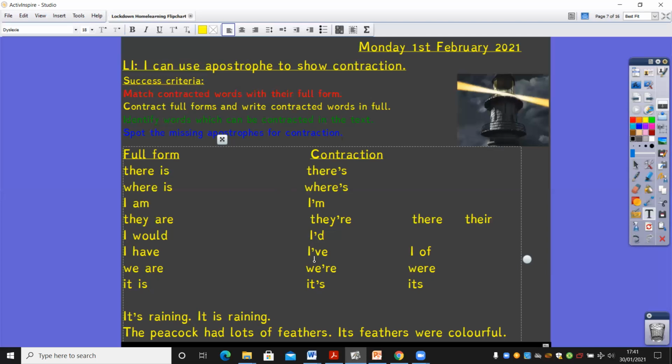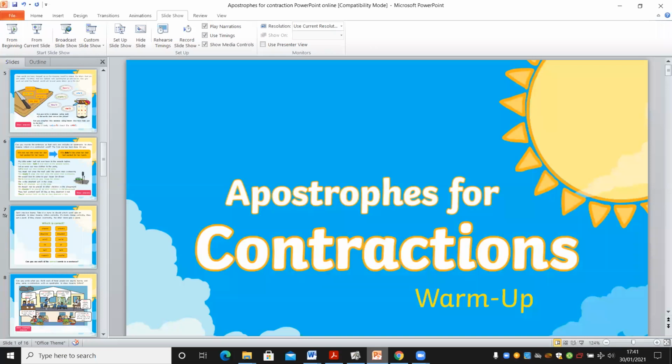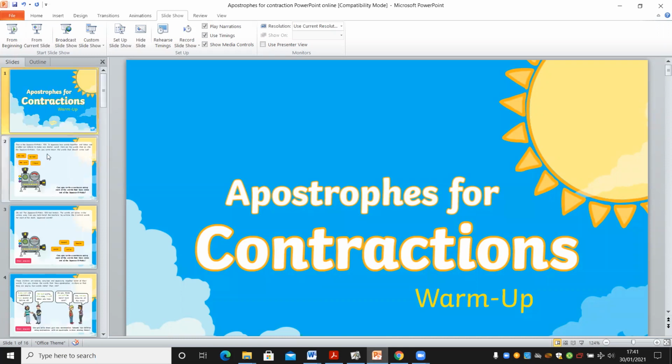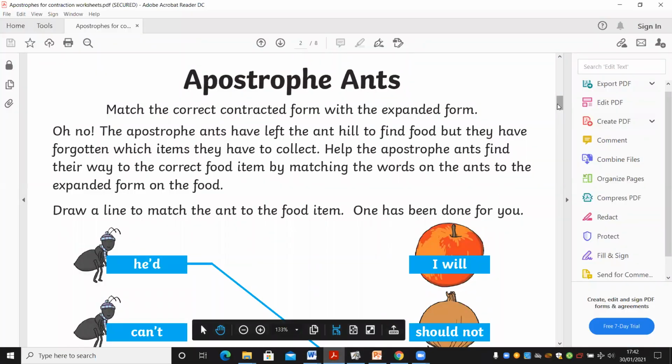So, children, let me explain the tasks to you. You are going to have this lovely PowerPoint attached to the Tapestry post, children. This PowerPoint gives you loads of lovely activities where you can practice using apostrophes for contraction. So please do have a look at as many activities from this PowerPoint as you like until you understand how to use apostrophes for contraction. However, we also need to make sure that you can use the apostrophes in your own writing. So here is a little written practice for you.